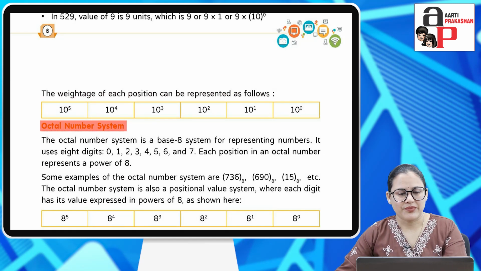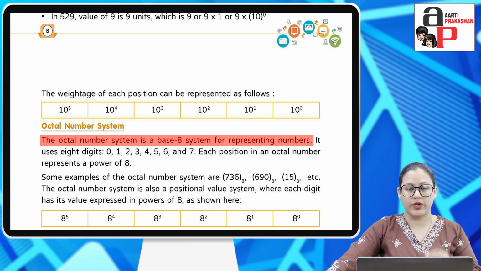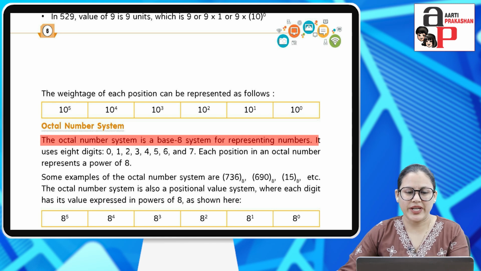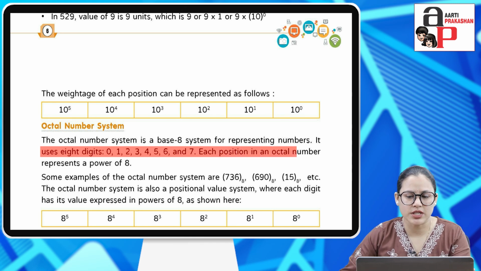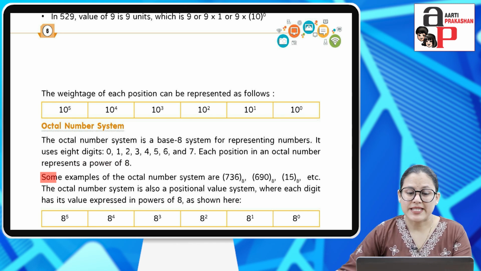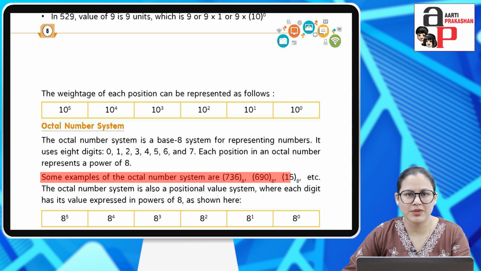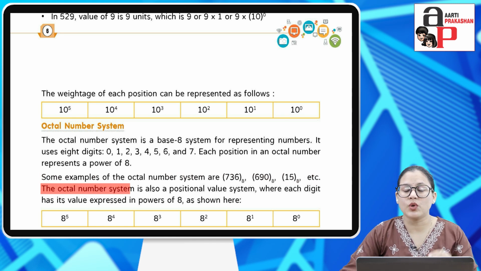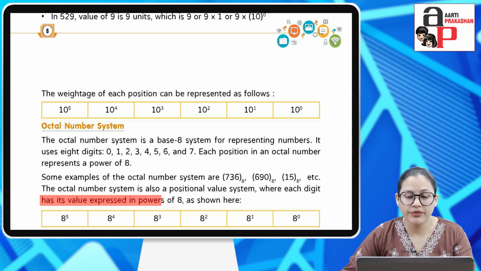Next, octal number system. The octal number system is a base 8 system for representing numbers. So in this number system, what is the base? 8. So it uses 8 digits: 0, 1, 2, 3, 4, 5, 6 and 7. Each position in an octal number represents a power of 8, because the base is 8, right? Some examples of the octal number system are 736 base 8, 690 base 8 and 115 base 8, etc. The octal number system is also a positional value system where each digit has its value expressed in powers of 8, as shown here.